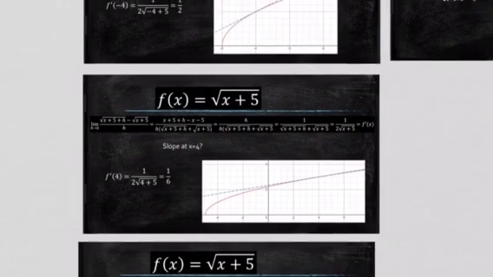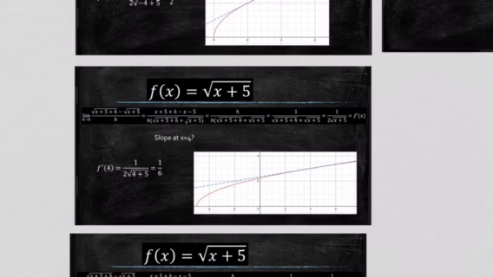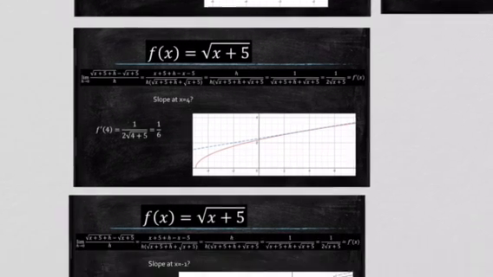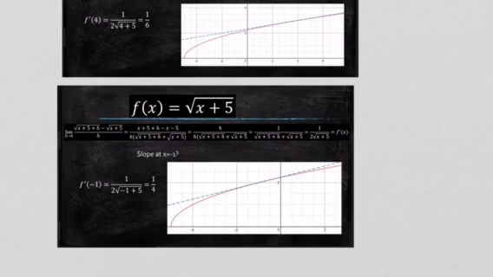What about at x equals 4? Plug in 4 to f prime x, we get the slope is 1/6. So at x equals 4, the slope is 1/6. What about at x equals -1? We plug in -1, we get 1/4. The slope at x equals -1 is equal to 1/4.